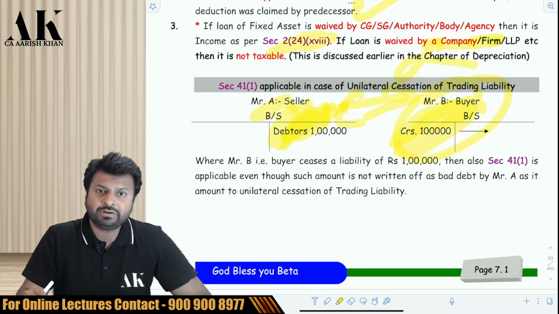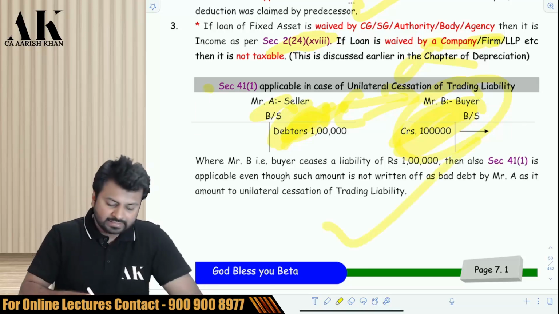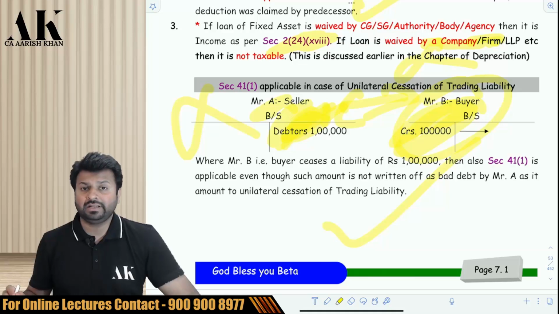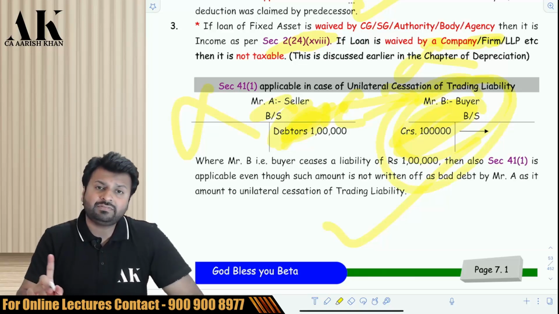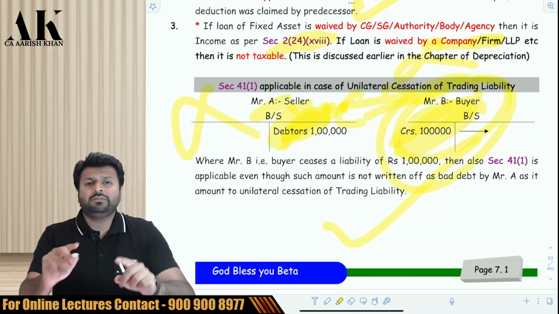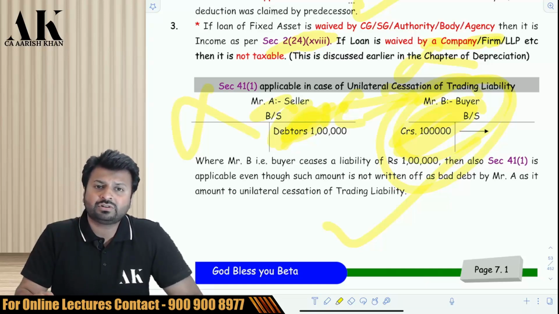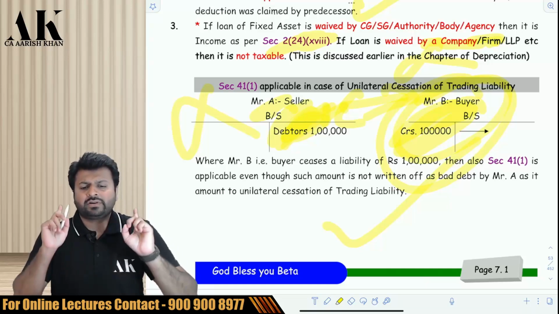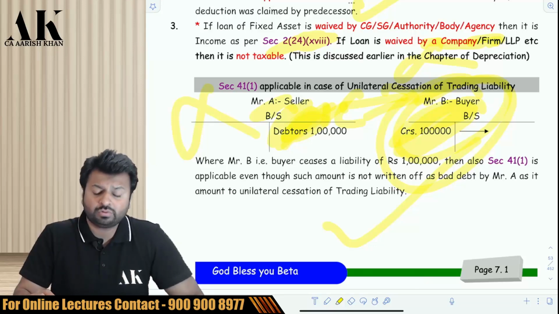Will section 41.1 be attracted? The answer is yes. Seller is not ceasing that particular liability, but the buyer is ceasing that liability. Will the 41.1 be applicable? The answer is yes. 41 subsection 1 will be applicable in this case also. Even in case of unilateral cessation of trading liability, 41.1 is applicable. I hope it is clear to all of you.